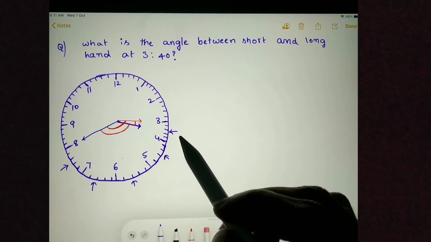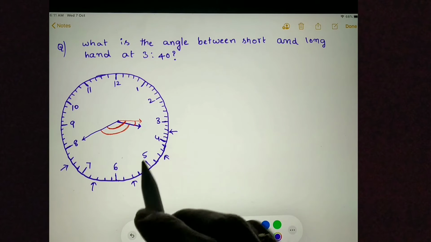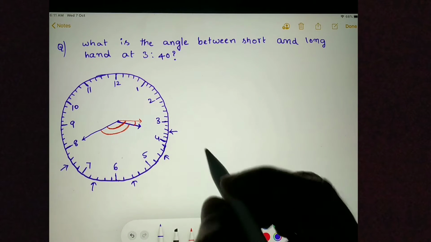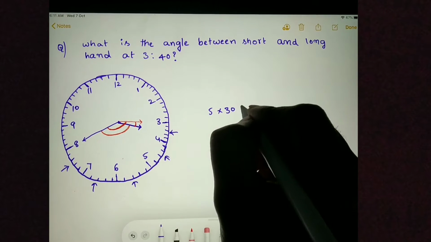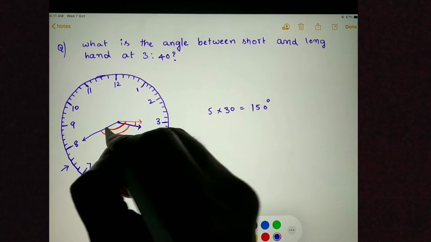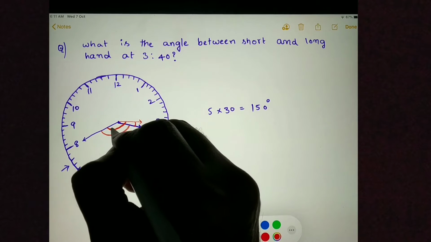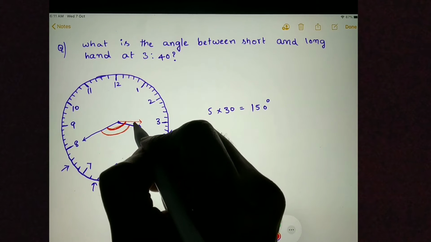And as we already know, 1 hour space means it is 30 degrees. We have 5 hour spaces. It means 5 into 30 degrees. It is 150 degrees. This angle is 150 degrees. Now we need to identify what is this angle.